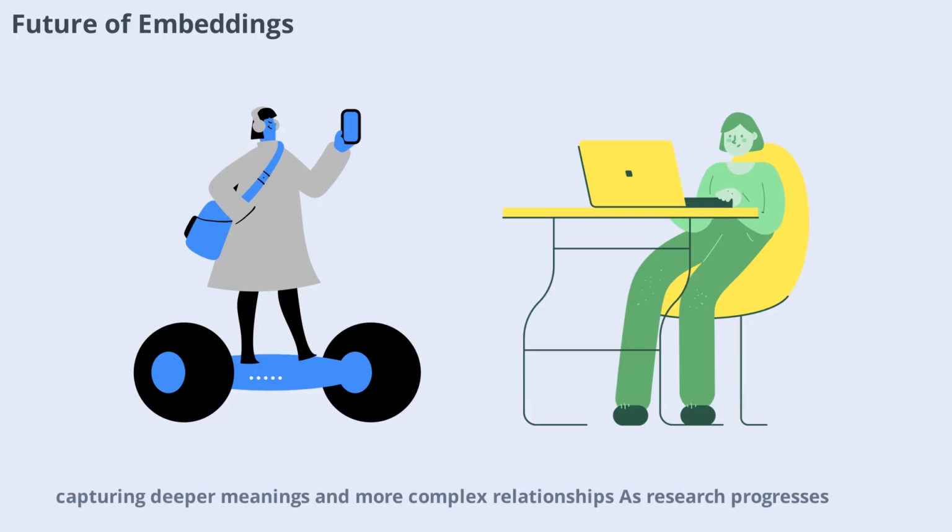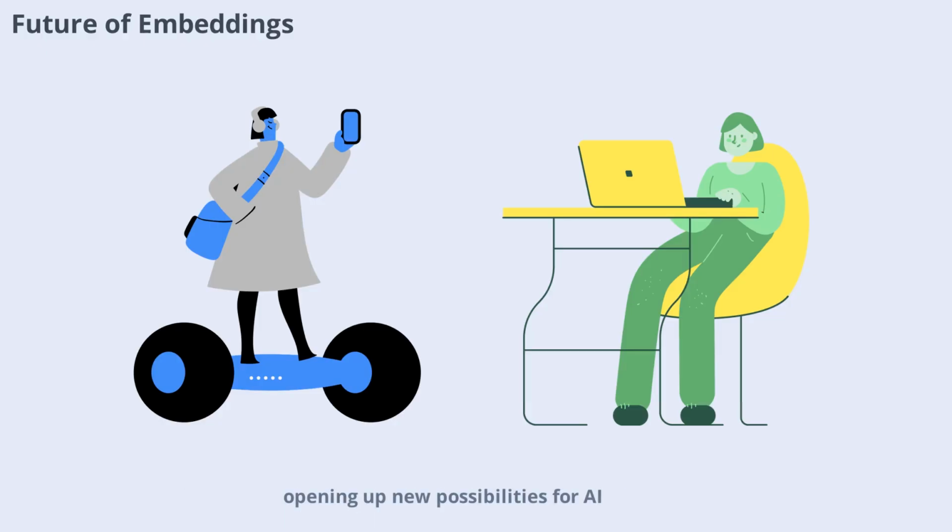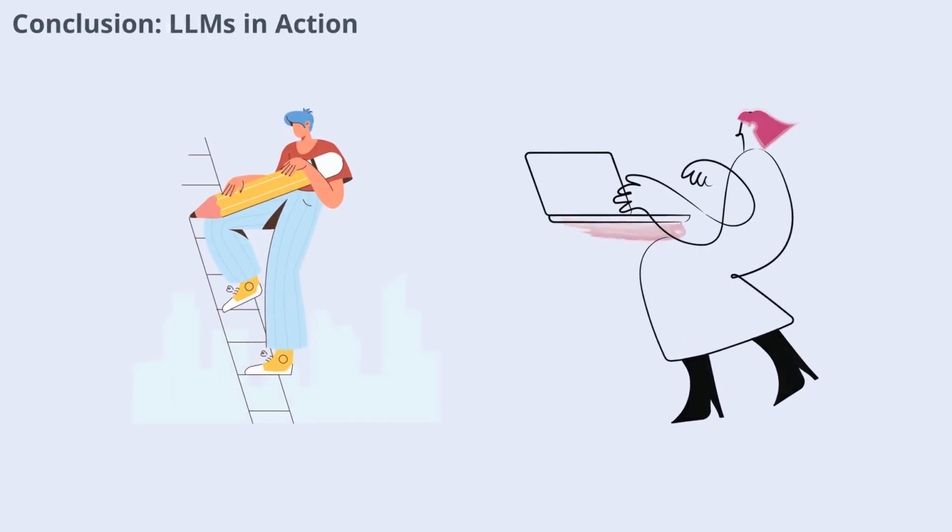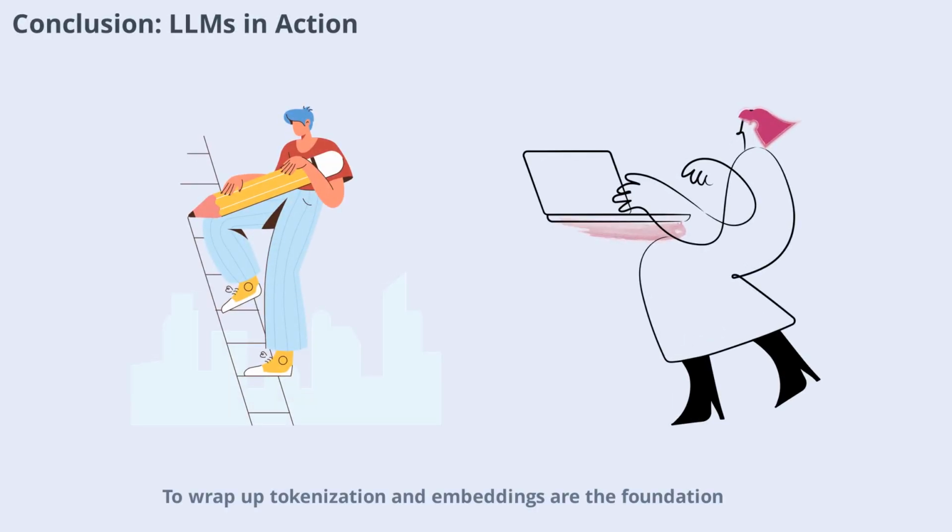As research progresses, we can expect LLMs to become even better at understanding and generating human language, opening up new possibilities for AI. Wrap up: tokenization and embeddings are the foundation of how large language models work.